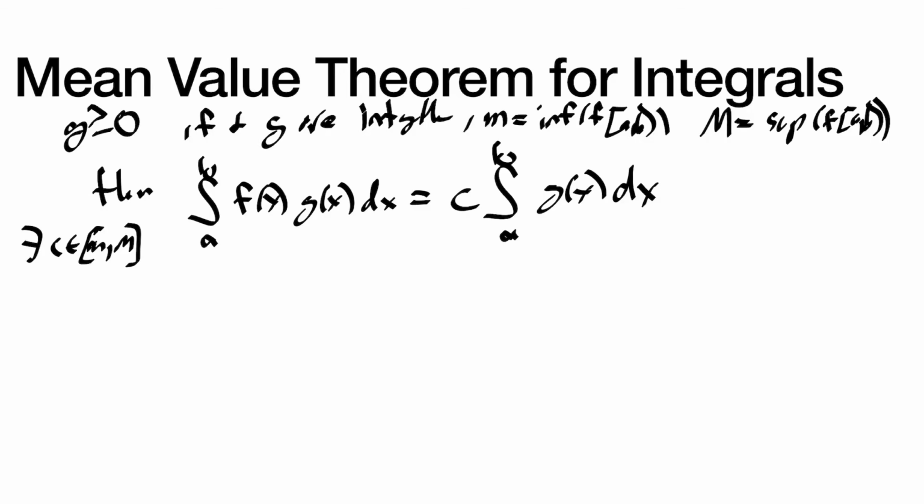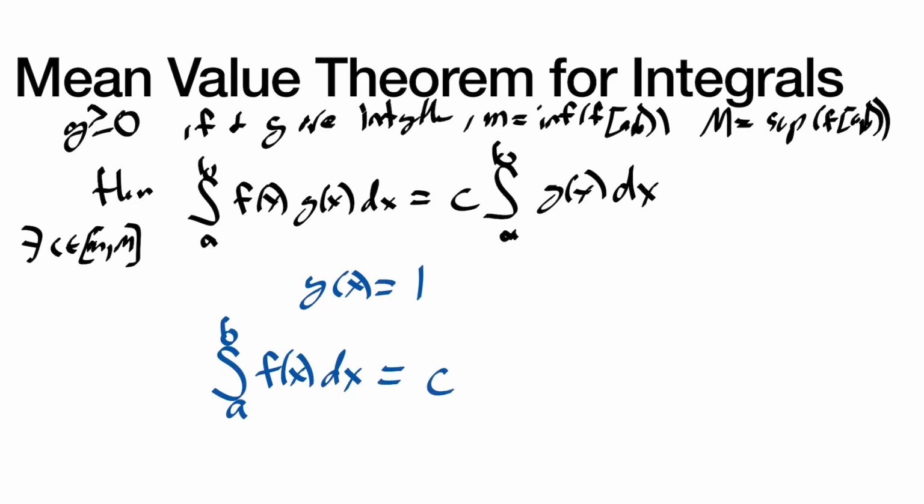By the way, usually when you see this used in practice, we'll let g of x be a constant. So we'll let g of x equal just the constant 1, and then what you see is that the integral from a to b of f of x dx is equal to c times b minus a. So this is often how it's used in practice when g of x is equal to 1. But we'll do it a little bit more general because then it's a little more useful. And by the way, if f is continuous, then that c can be replaced with a value of the function itself.